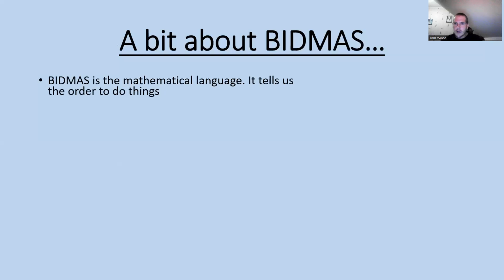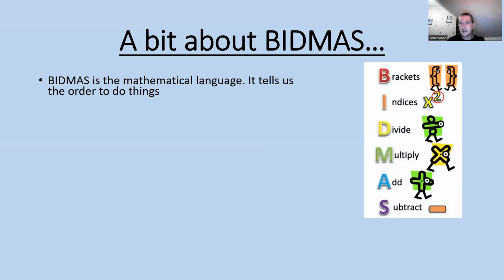What we've then got is what's called BIDMAS. Some people will know it as BODMAS. It's all the same man with a different hat. It's our mathematical language. It tells us the order in which to do things. It causes a little bit of confusion because with most maths that we do, we work from left to right, the same as how we read. We read from left to right. But in reality, we don't actually do that.